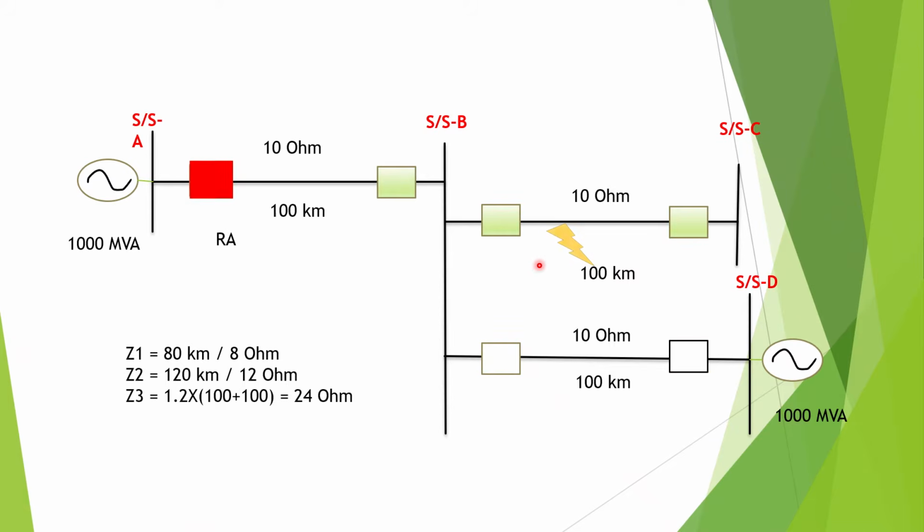Now let us consider that a fault occurs at this point between substation B and C. The fault point is located 20 kilometer from substation B end. So in terms of distance from substation B end, it is 20 kilometer, or in terms of impedance it will be 2 ohm.